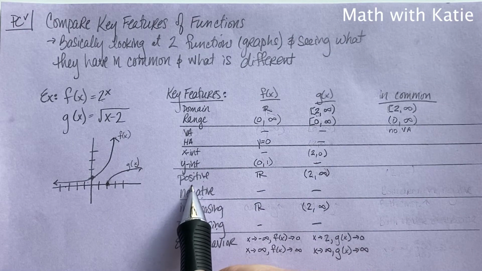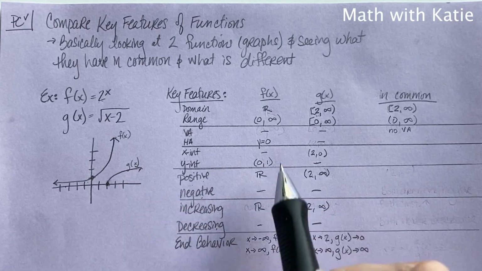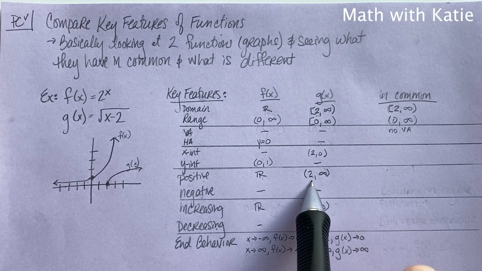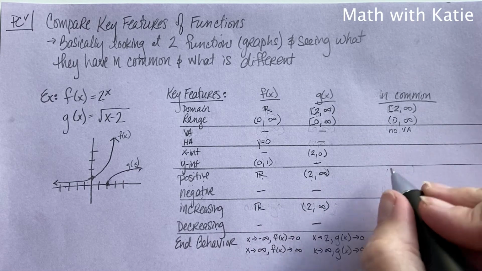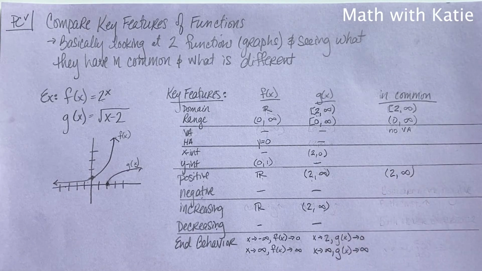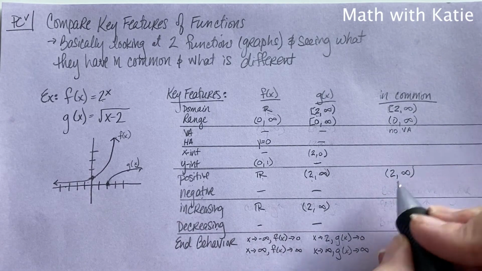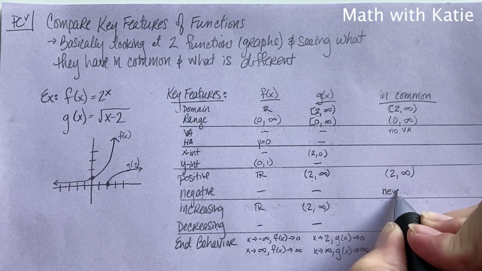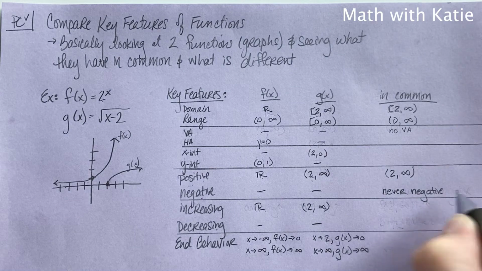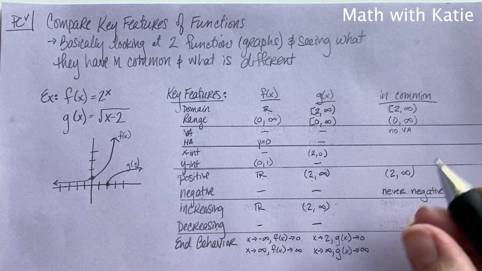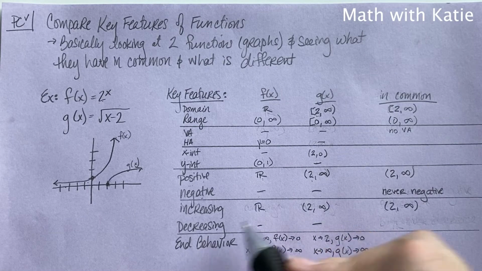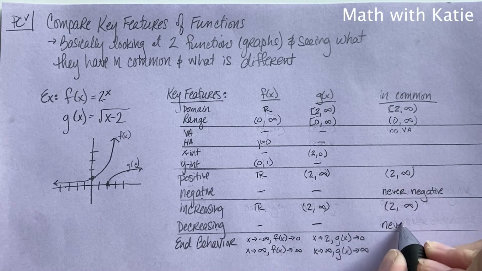Where are they both positive? Well, since this is positive through the entire domain and this is only positive from 2 to positive infinity, they are both positive from 2 to positive infinity. And since they are both never negative, we'll just put never negative. Okay, where are they both increasing? Again, 2 to positive infinity. Are they ever decreasing? Never decreasing.